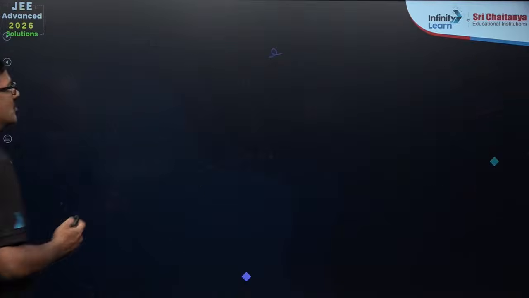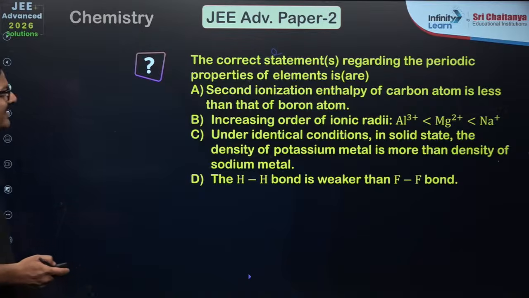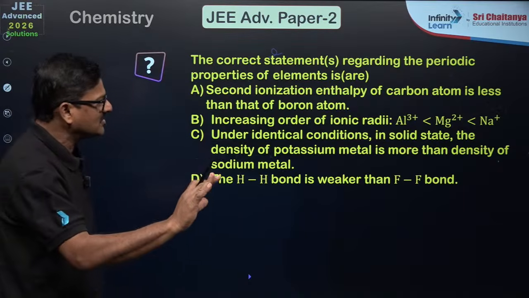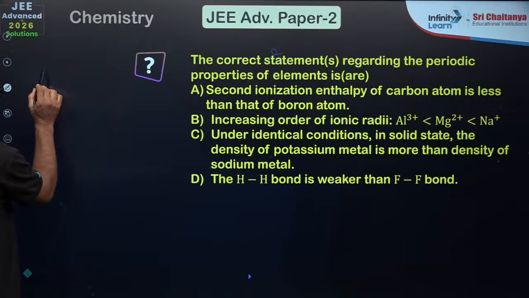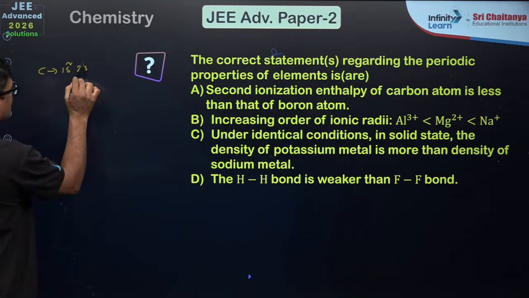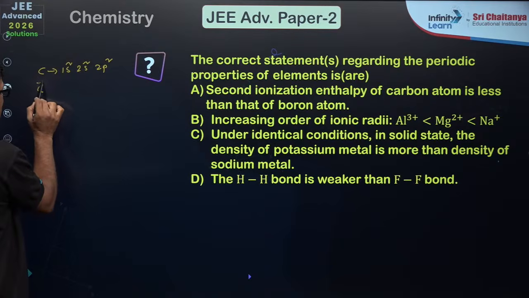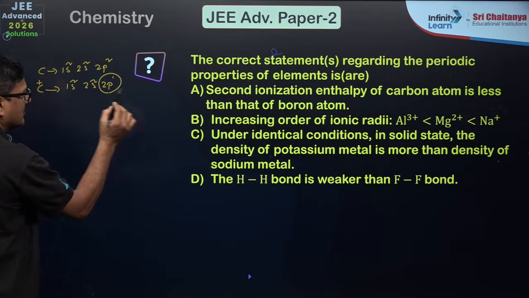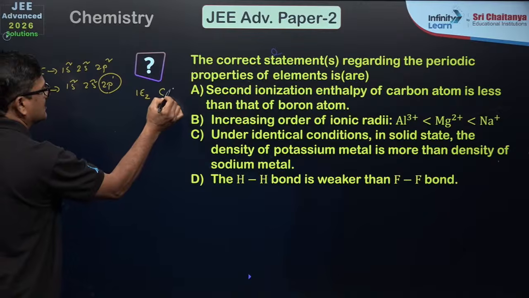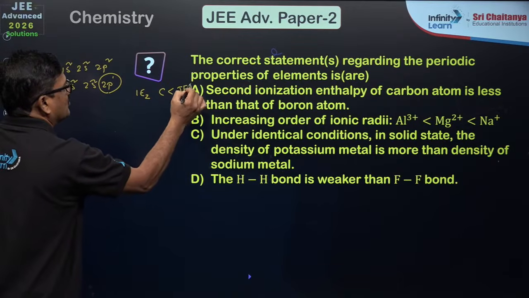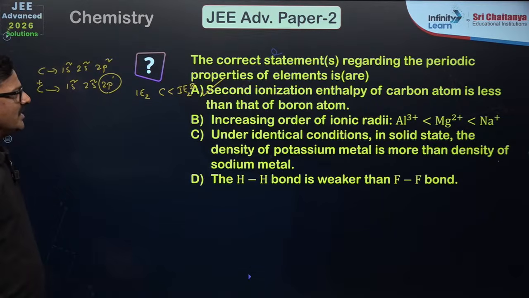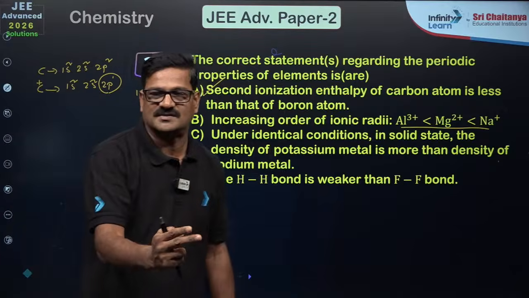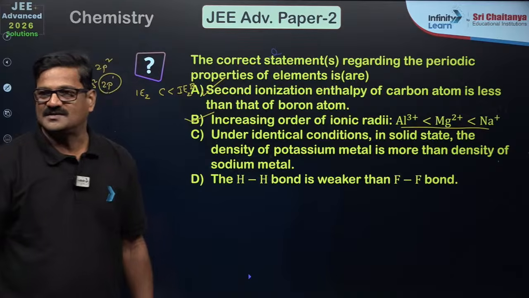Now, let's focus on one more question here. The correct statement regarding the periodic properties of the elements. The second ionization enthalpy of carbon atom is less than that of boron. Carbon 1s2, 2s2, 2p2. Boron 1s2, 2s2, 2p1. So, because of p1, ionization 2 of carbon is less than ionization 2 of boron. A is correct. Increasing order of atomic radii: as the magnitude of positive charge increases, size decreases. So, therefore, B is a correct sequence.